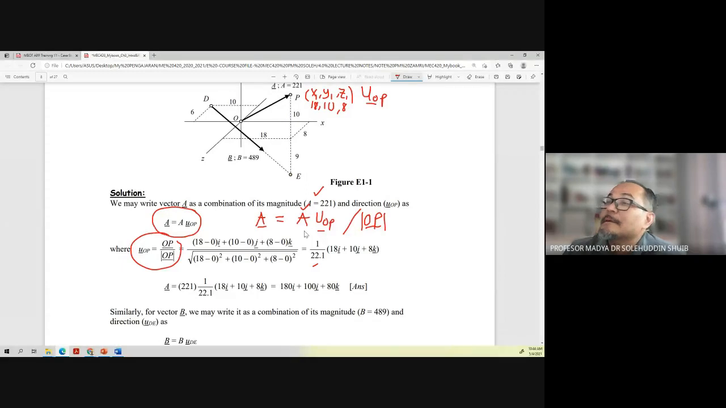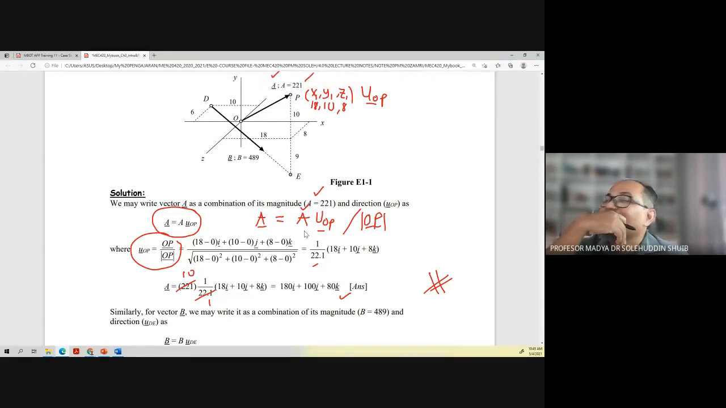221 divided by 22.1 is 10. So you get 180i plus 100j plus 80k. Okay, so we have done this part.